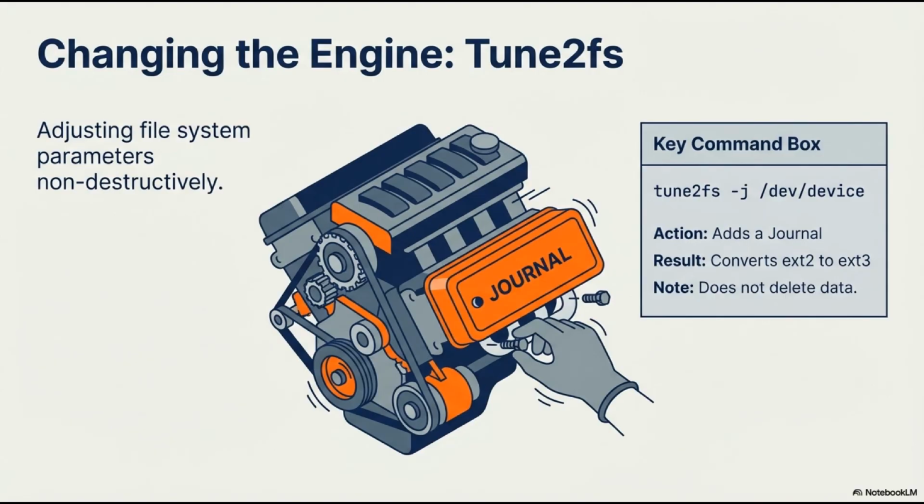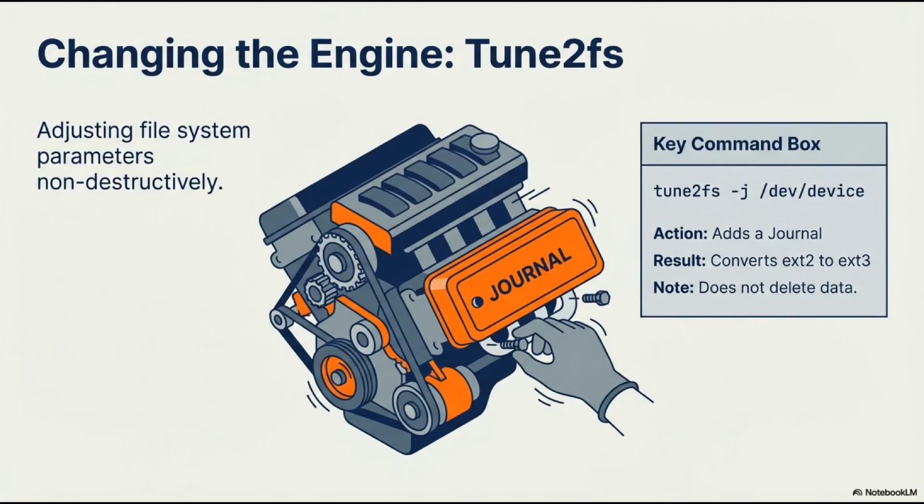And the example on the slide is converting from ext2 to ext3. Right. ext2 was the old standard. It was fast, but fragile. If the power cut out, you could easily lose data. ext3 added a journal, which is basically a log that records changes before they happen. It makes the system much, much more robust.